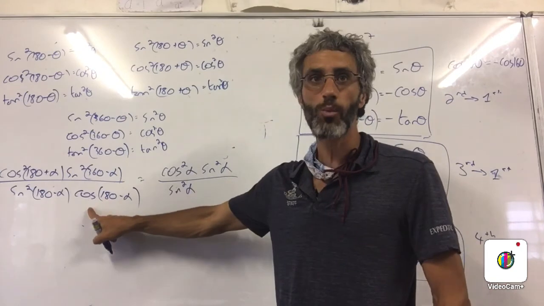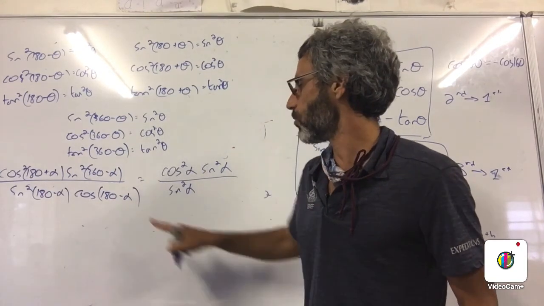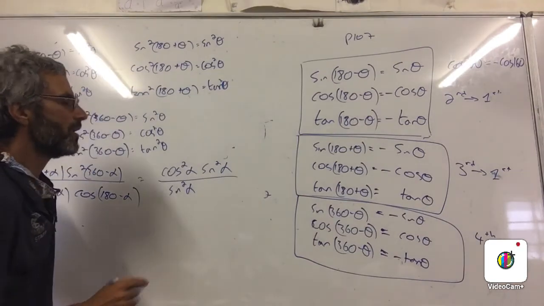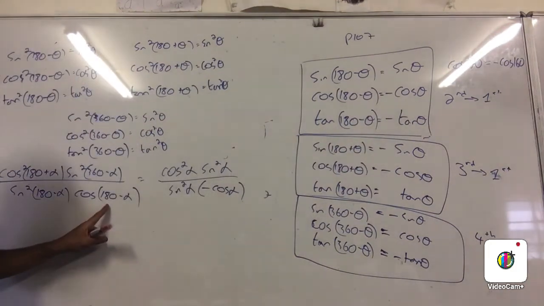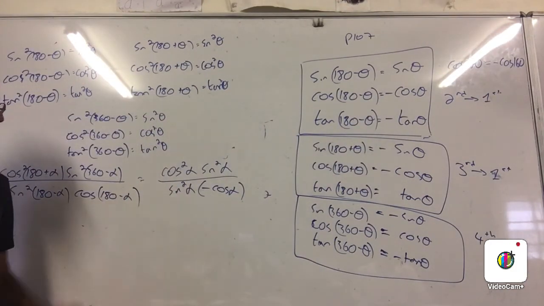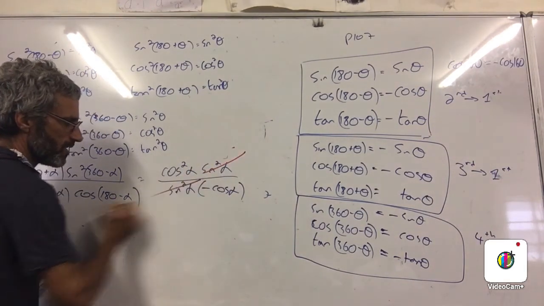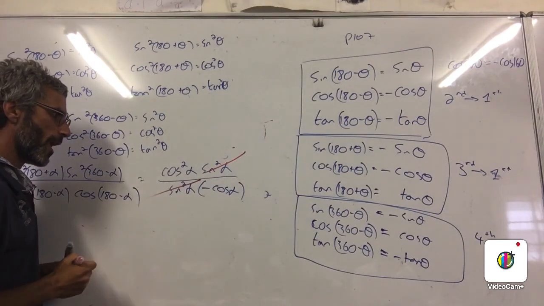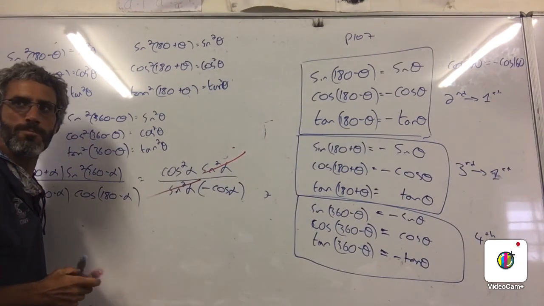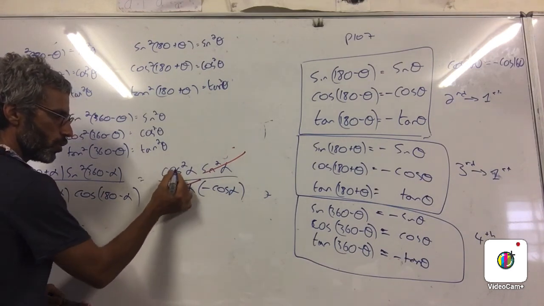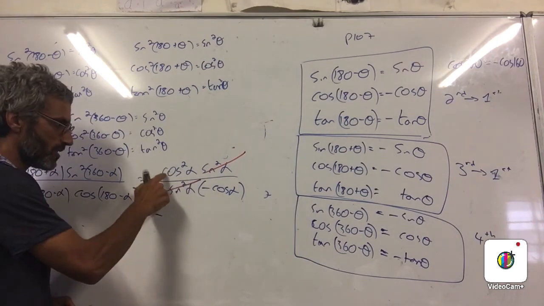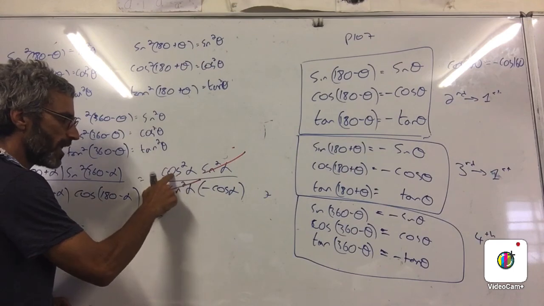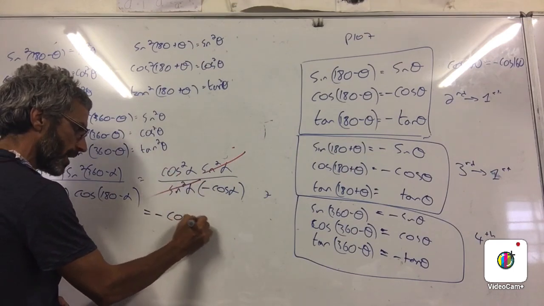And lastly, I've got one which is not a square: cosine (180 minus alpha). It's going to be negative cos alpha, because it's a second quadrant angle moving to the first quadrant, so I need to slap in a minus. What do I do now? The sines get cancelled. What do I end up with? Cos squared divided by negative cos. Positive divided by negative gives negative, and cosine squared divided by cosine is cosine alpha. So the answer is negative cosine alpha.